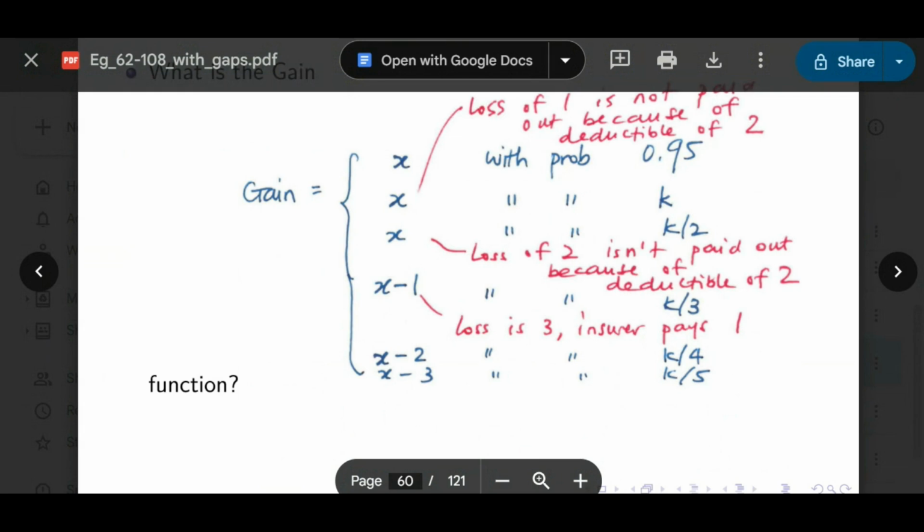And because of the deductible sitting there, even when you have a loss of 2, you don't get paid anything because of the deductible. And then when you have a loss of 3, you still lose 1 because you have the deductible there. So your loss is 3, but you have to bear 2 of it, so you still are down 1. And it's quite obvious. If your loss is 4 or 5, then it's x minus 2 and on.